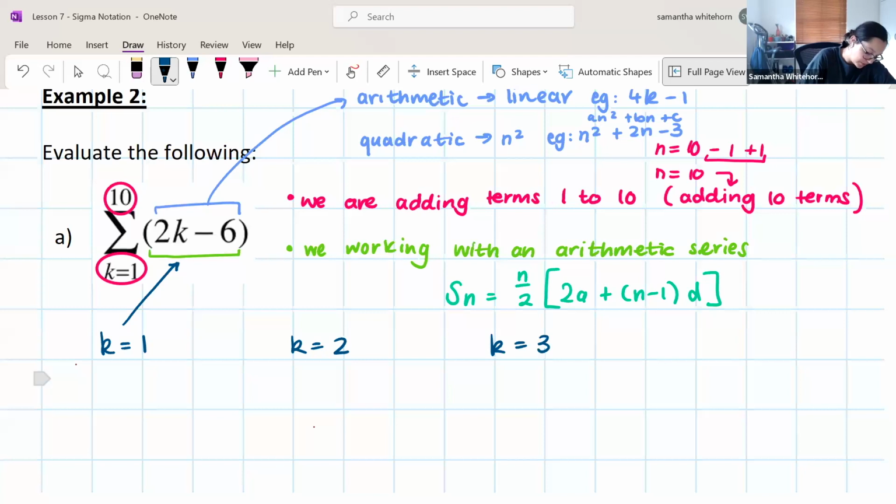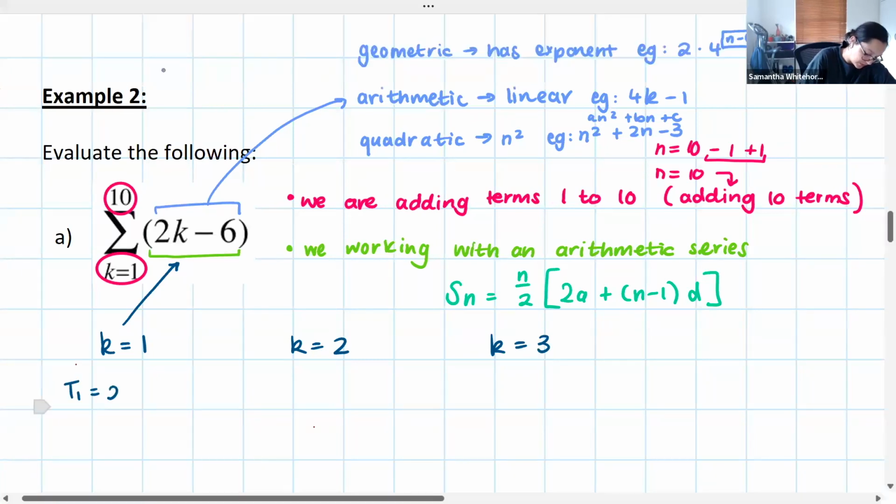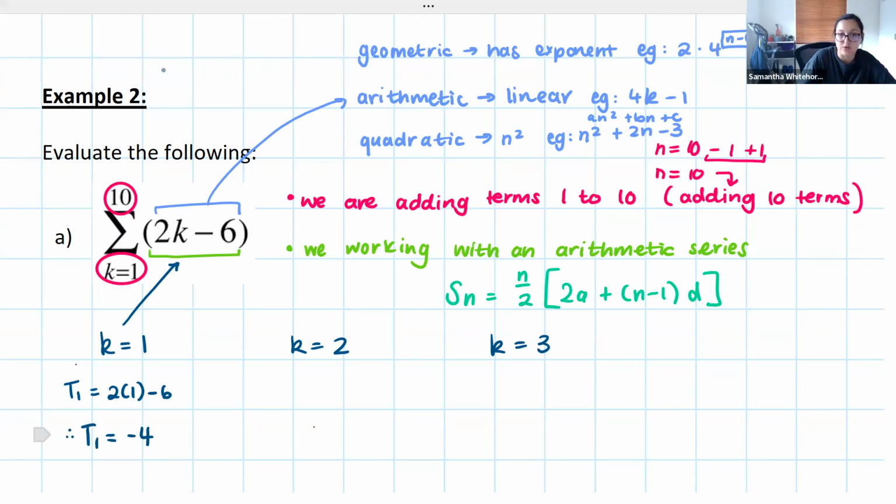And remember, all you do is you're subbing in. So T1 is equal to 2 times 1 minus 6. So the first term is equal to -4, and you keep going like that. Emmanuel, nice. I agree with all of those terms. Nice. Siba, nice.